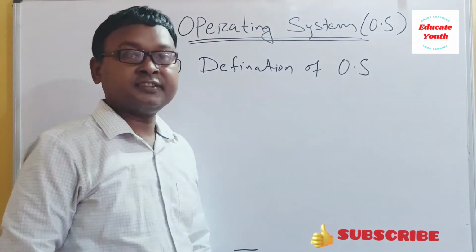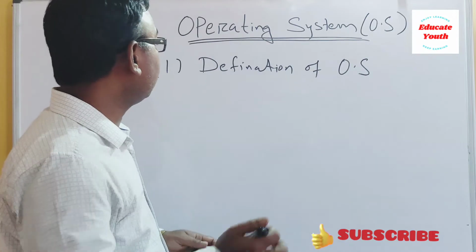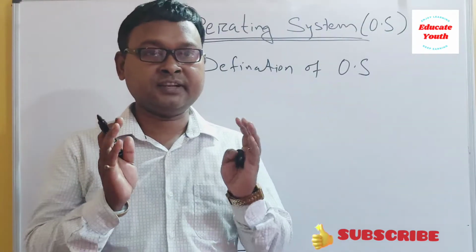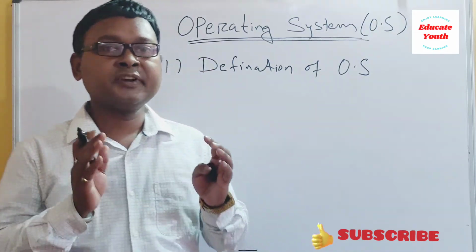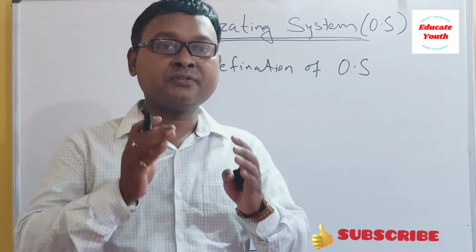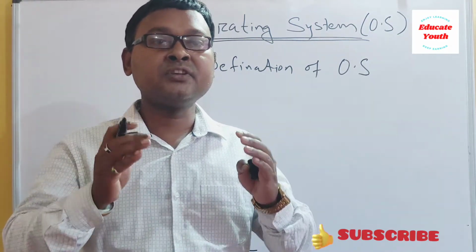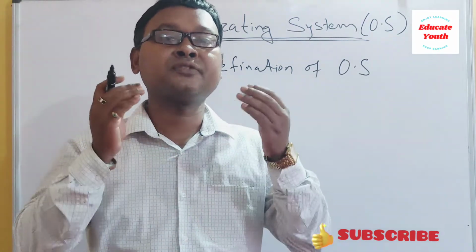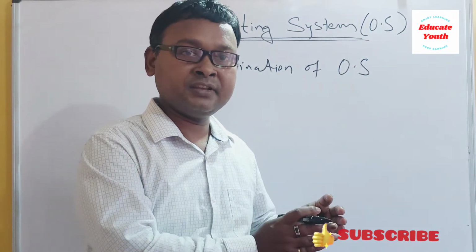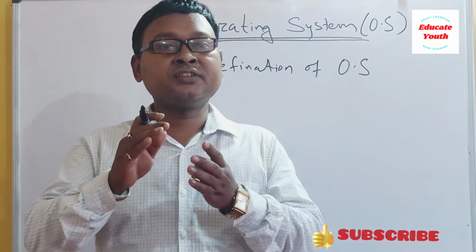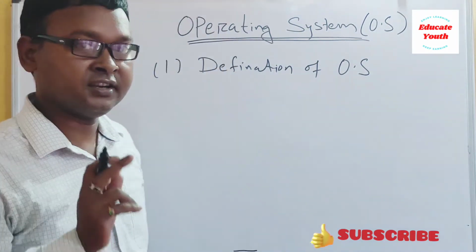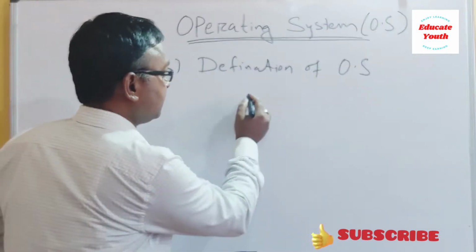So what is an operating system? Okay. An operating system is a system software. Try to understand: an operating system is a system software which is responsible for managing and controlling all the resources of your computer system. Resources may be hardware resources, and software resources also. Understood? So this is the definition of an operating system.